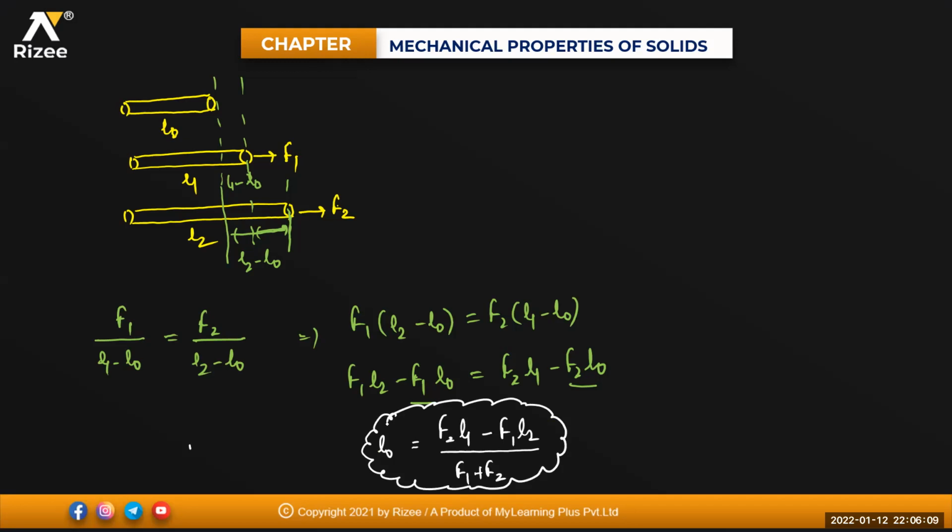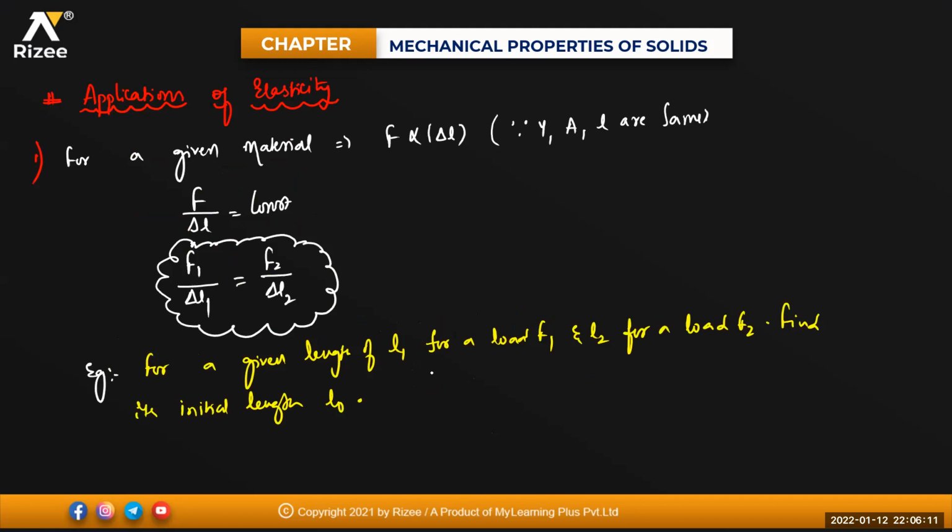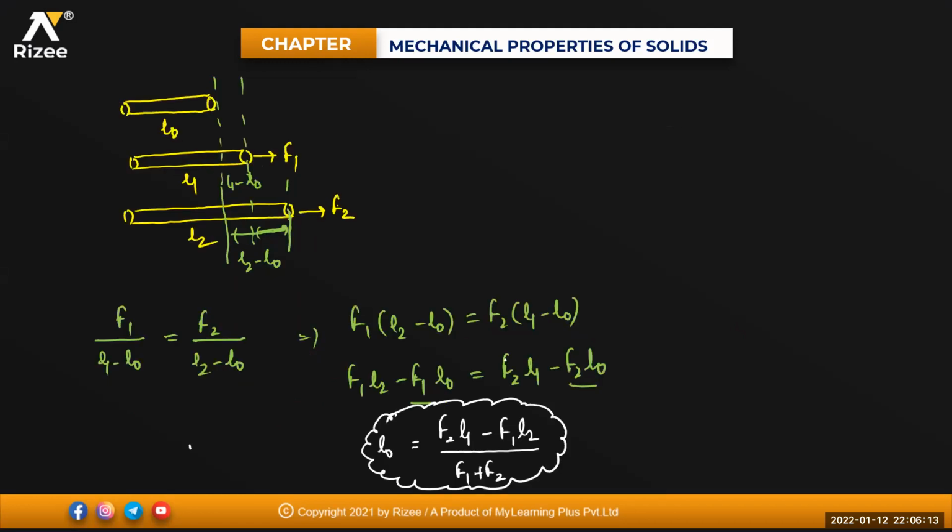What an idea? Once again, for a given wire of length L1, we are having a load of how much for me? F1, isn't it? I'll draw the diagram once again. It will be better. This is initial length L0. When you apply the force F1, the extension in this one will be L1 minus L0. Next extension is this one from here to here. So from initial, it is L2 minus L0.